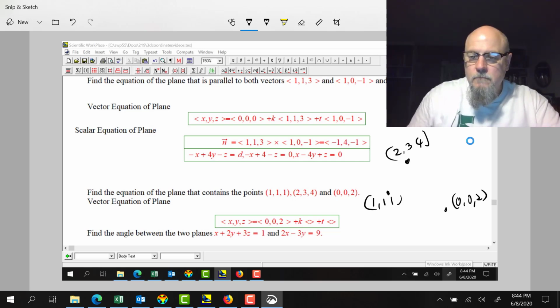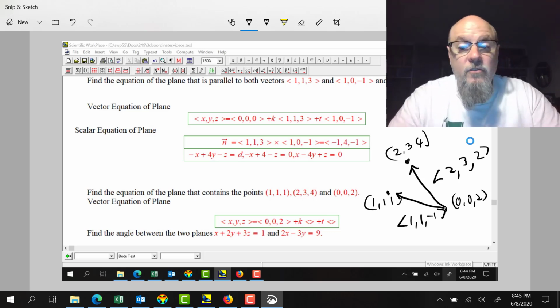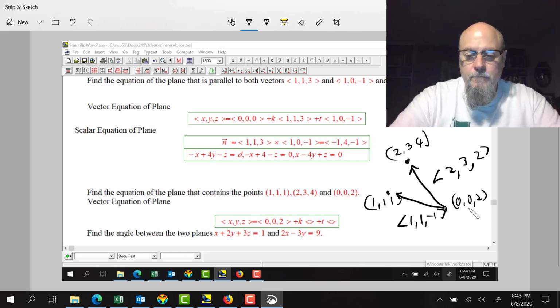Well, here's a vector. It moves from 0, 0, 2 to 2, 3, 4. The x goes up by 2, the y goes up by 3, the z goes up by 2. That's the vector 2, 3, 2. Here's another vector. The x goes up by 1, the y goes up by 1, the z goes down by 1. There's two vectors. I could use the vectors 2, 3, 2 and 1, 1, -1.